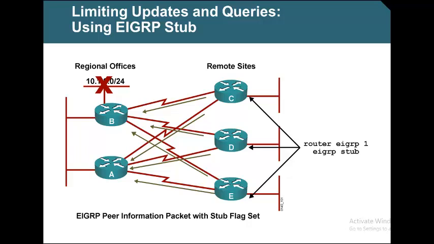What is EIGRP stub? The stub router sends special peer information packets to all the neighbor routers to report its status as a stub.